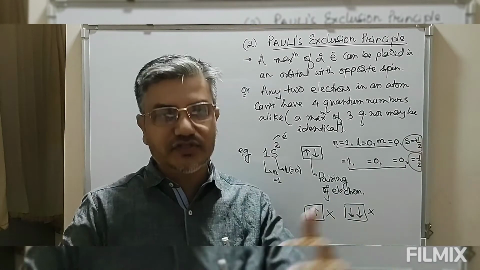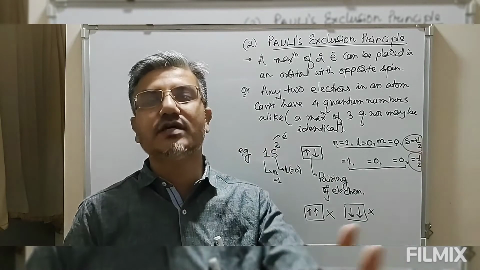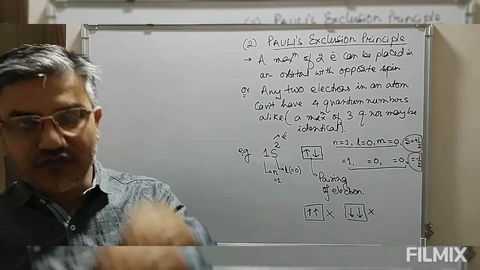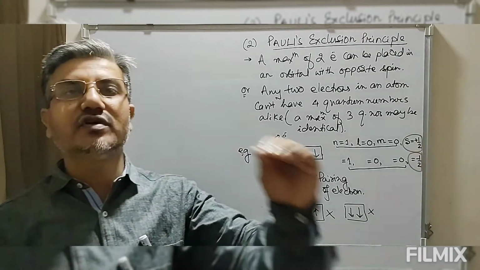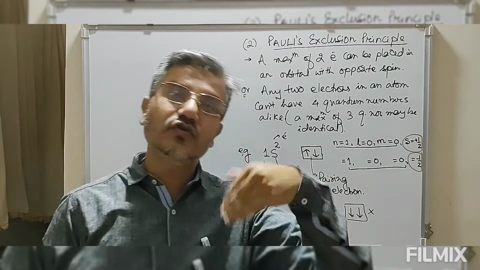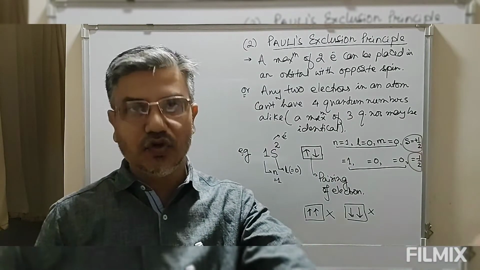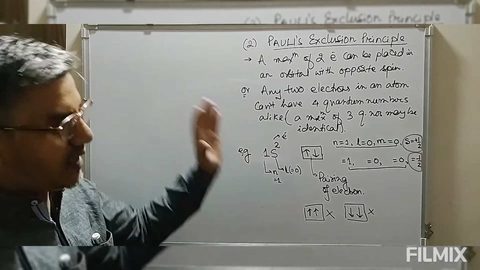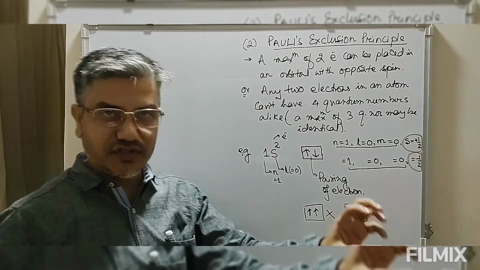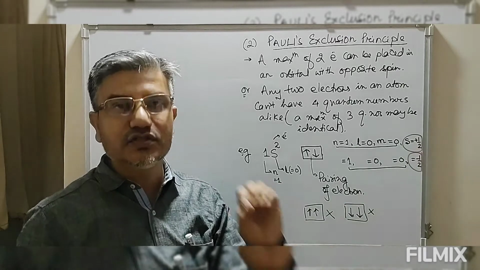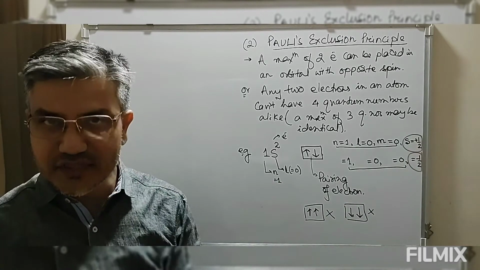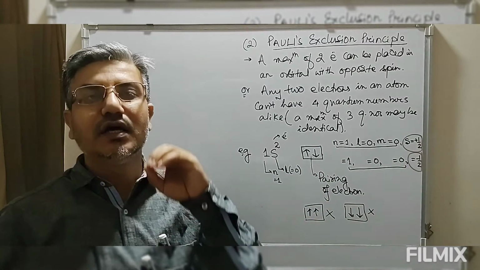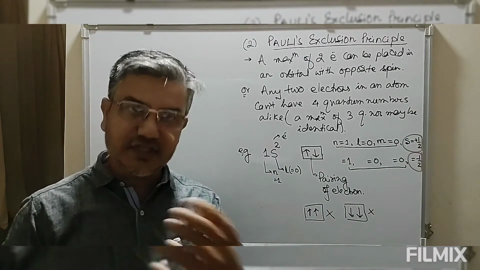Now we have to differentiate the electrons that are placed in various atomic orbitals. To differentiate this, we require 4 quantum numbers, that is 4 variables. So if a maximum of 3 variables are identical, then the 4th variable has to be different. So this is what we call Pauli's exclusion principle. Any orbital can have a maximum of 2 electrons, and these 2 electrons should have opposite spin. That is, while pairing electrons in an atomic orbital, electrons should have opposite spin.